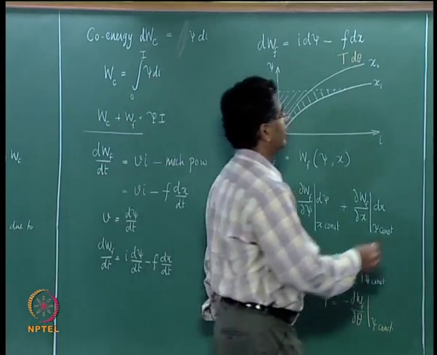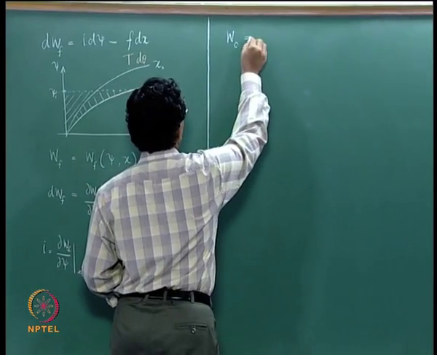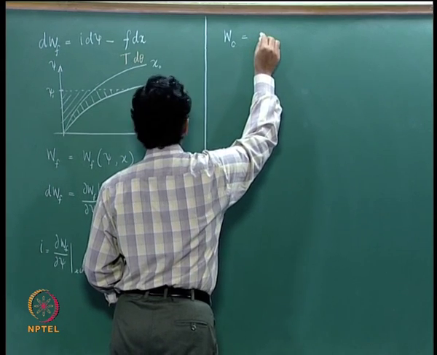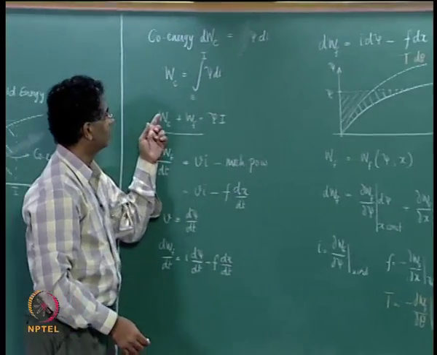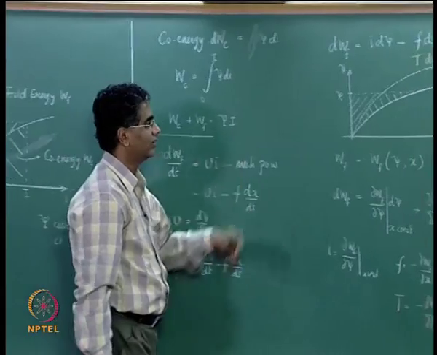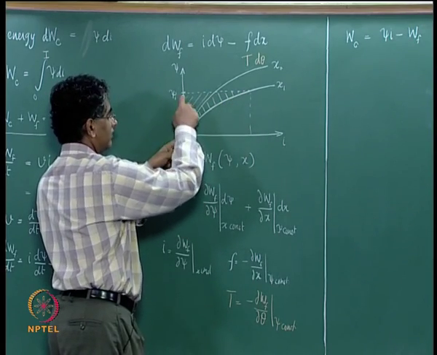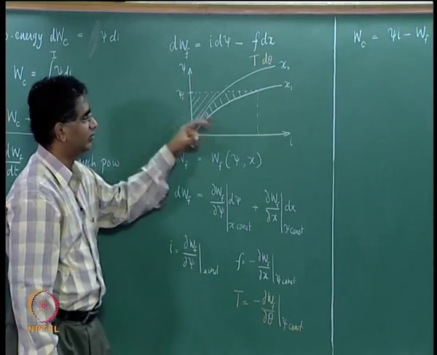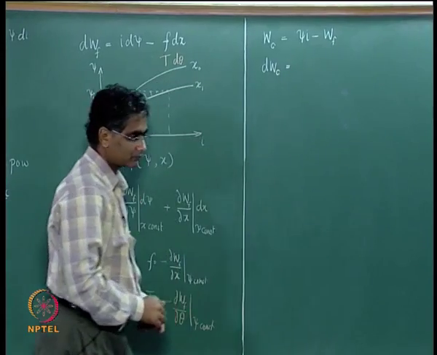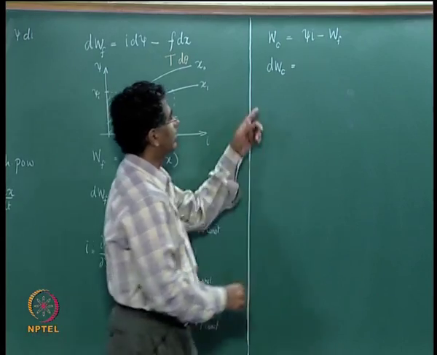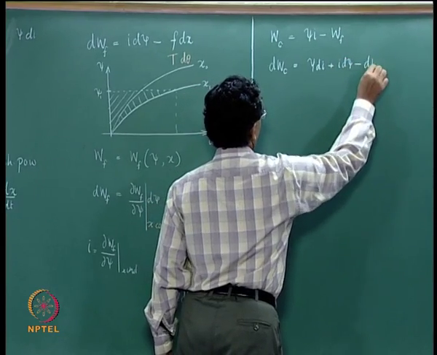Similar expressions can be derived based on co-energy. We have seen that co-energy is given by psi into I minus field energy. That is the expression we have seen here, Wc plus Wf is equal to psi into I. Indeed, we can recall again that the sum of area above the curve and area below the curve together give this rectangular area, which obviously has to be equal to psi into I. And therefore, dWc, a small change in Wc, can be written as psi into dI plus I into d psi minus dWf.